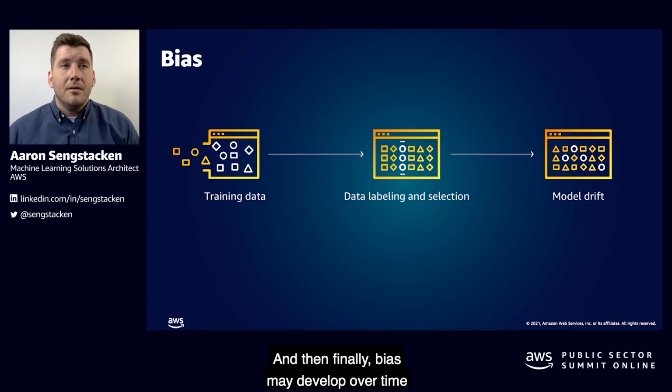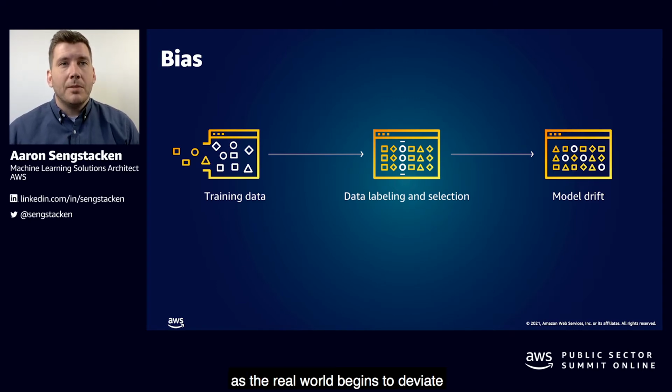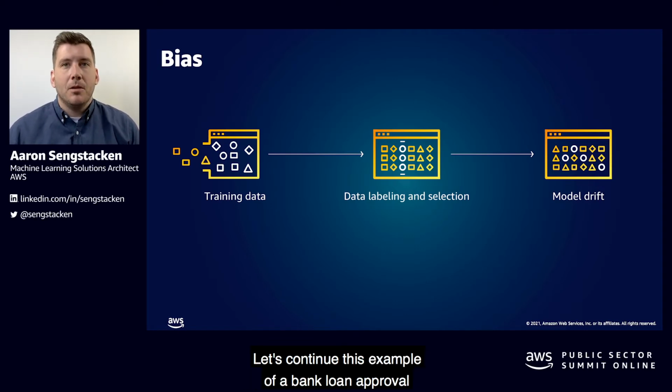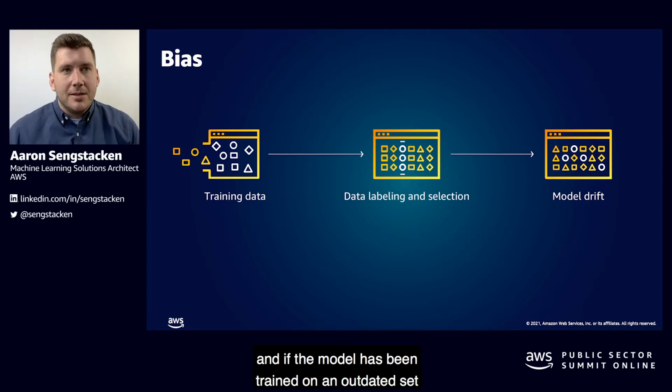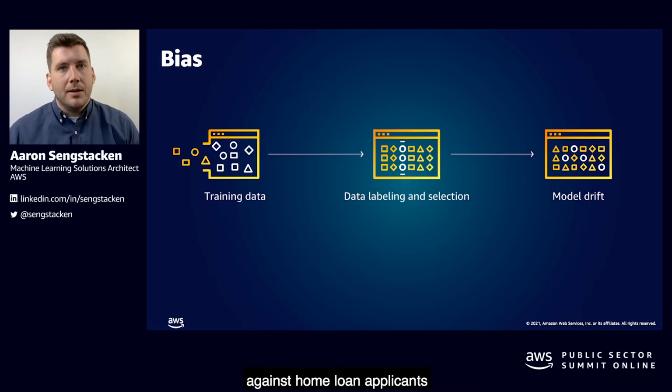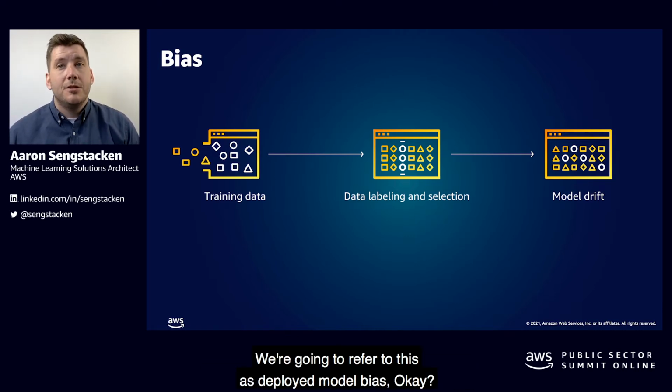And then finally, bias may develop over time as the real world begins to deviate from the data that was used to train your deployed model. Let's continue this example of a bank loan approval. If the model has been trained on an outdated set of historical mortgage rates, it might start to become biased against home loan applicants as the mortgage rates and fiscal landscape have changed over time. We're going to refer to this as deployed model bias.